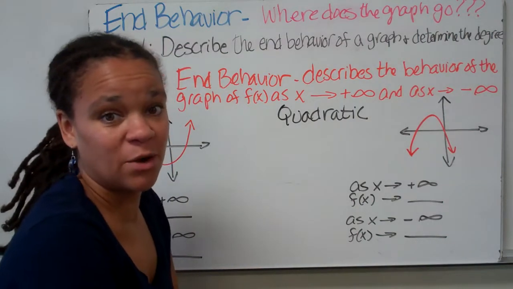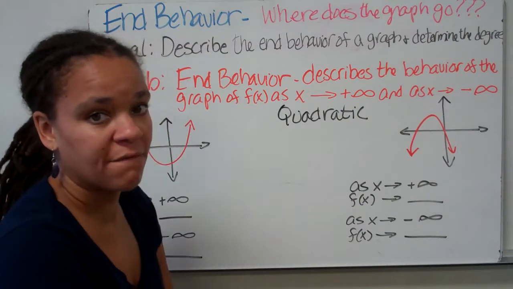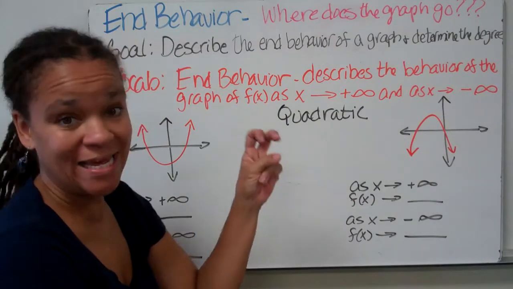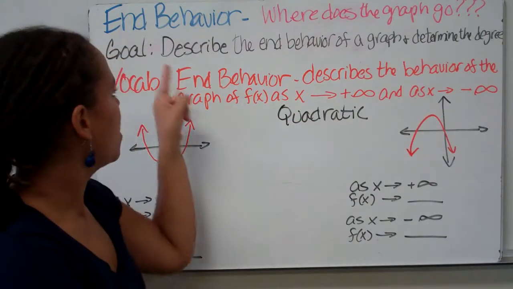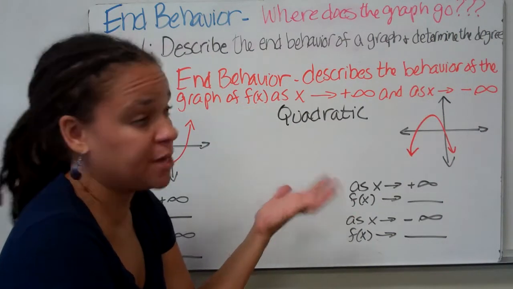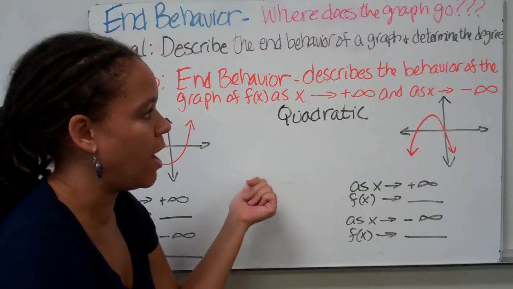Hi, it's Mrs. Pope, and today we're going to talk about the end behavior of a graph. What that means is what happens to the graph on its ends. So where does the graph go? The goal is to describe this end behavior and determine the degree just by looking at a graph.